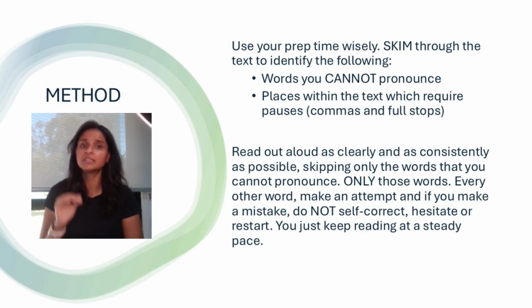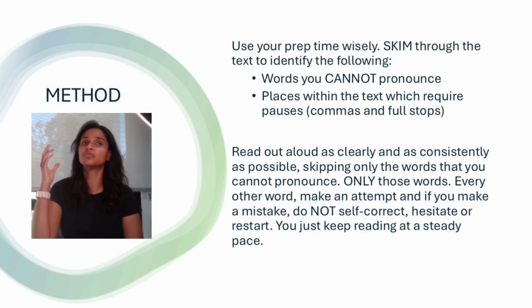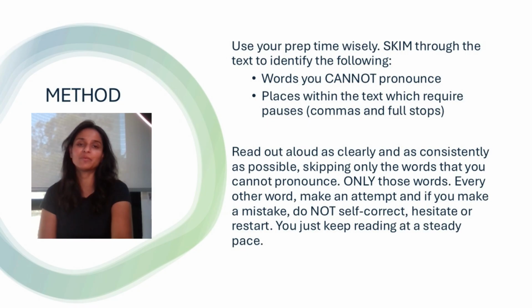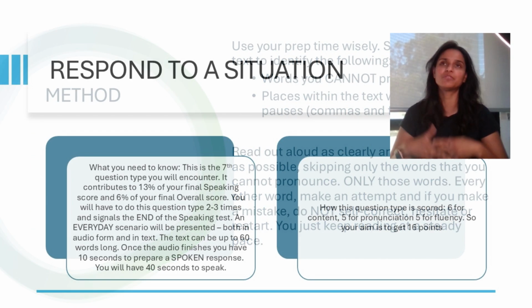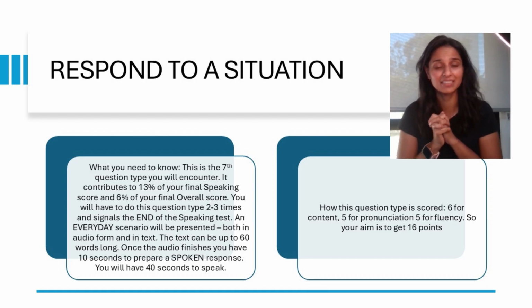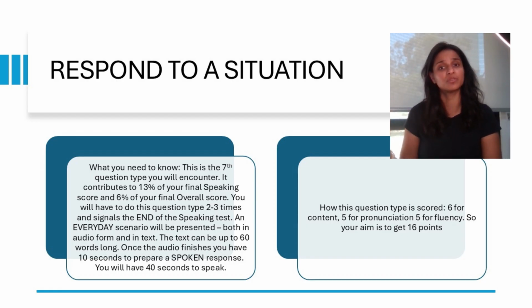Every other word that is in the text, make an attempt, and if you make a mistake, you do not self correct, you do not hesitate, and you do not restart. You just keep reading at a steady pace. Next, we're going to the seventh question type in the speaking test, and when you see this question type pop up, you will know that it is the end of the speaking test. It contributes 13% to your final speaking score and only 6% to your final overall score. You will have to do the respond to a situation question type 2 to 3 times.